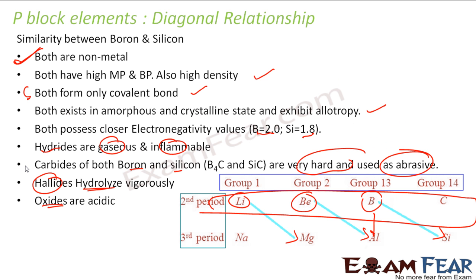So these were the similarities between boron and silicon. If you see, this is nothing but the continuation of diagonal relationships. If you want to learn more about this diagonal relationship, please watch the previous videos. And as far as similarity between boron and silicon is concerned, this is the list.